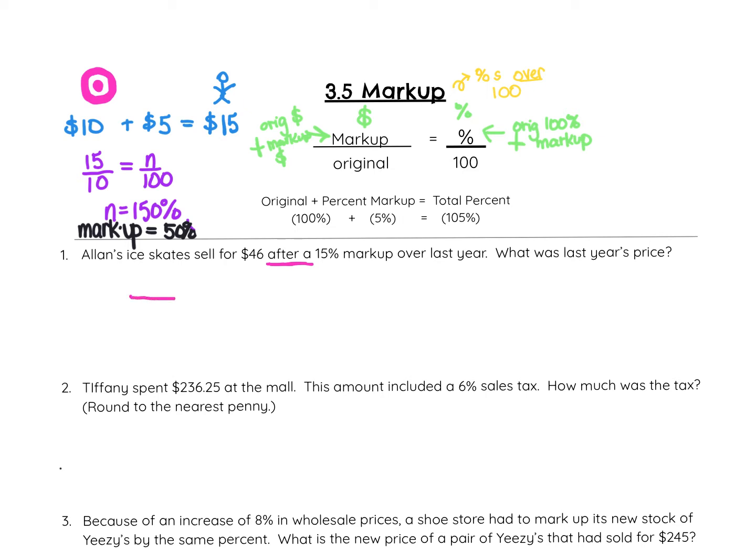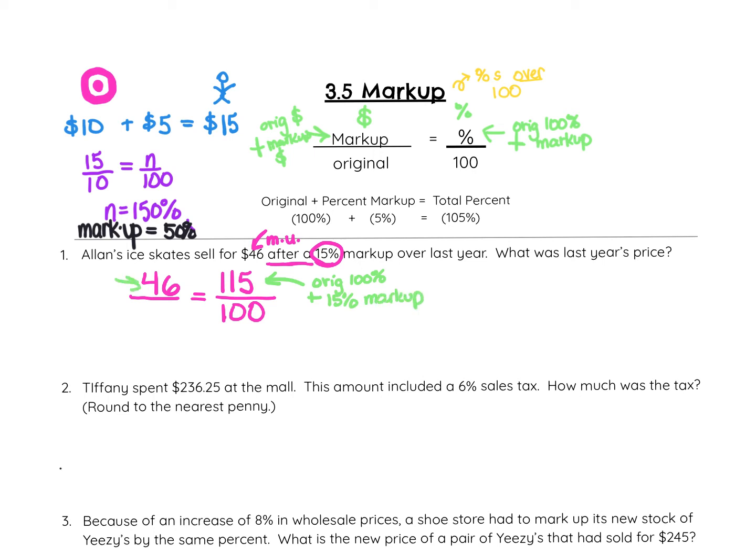So I am going to set up my proportion skeleton here and my percentage. So this is a 15% markup, but I need to include my original price in there too, 115%. My $46, because this is after, this is the markup. I'm going to write MU for markup. So this matches the markup here. And again, I'm going to show you that this was the original 100% plus the 15% markup.